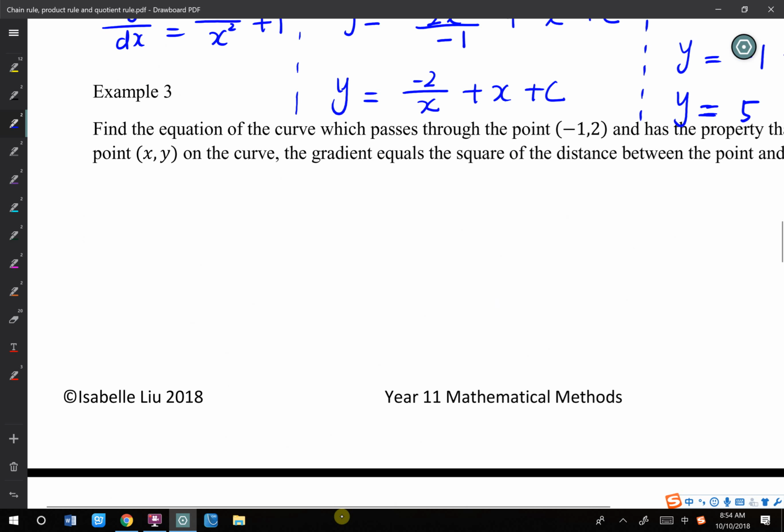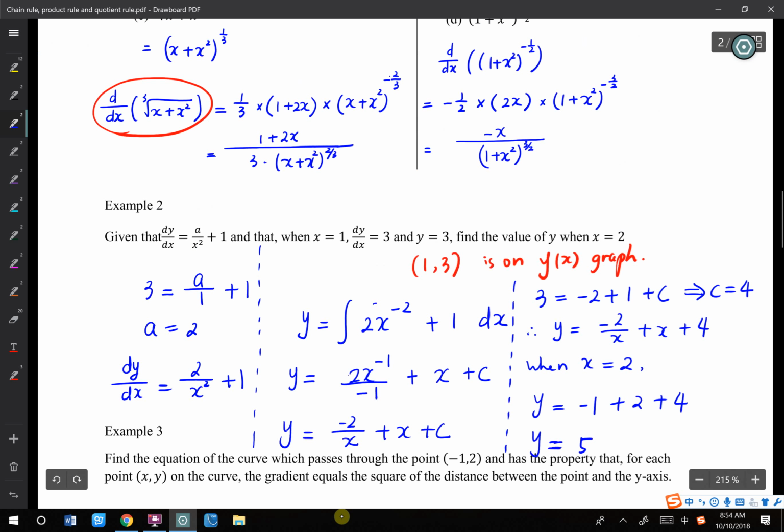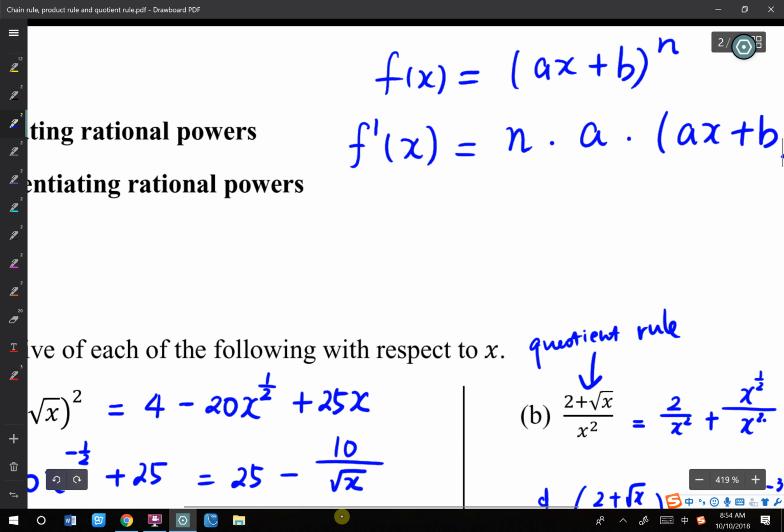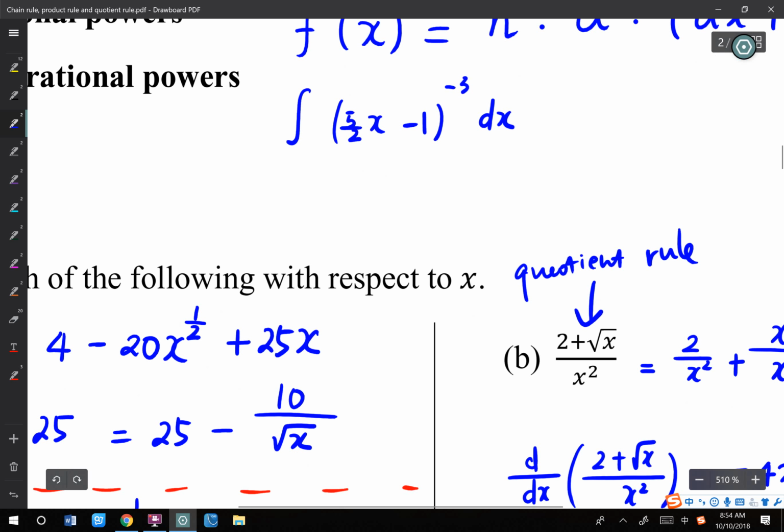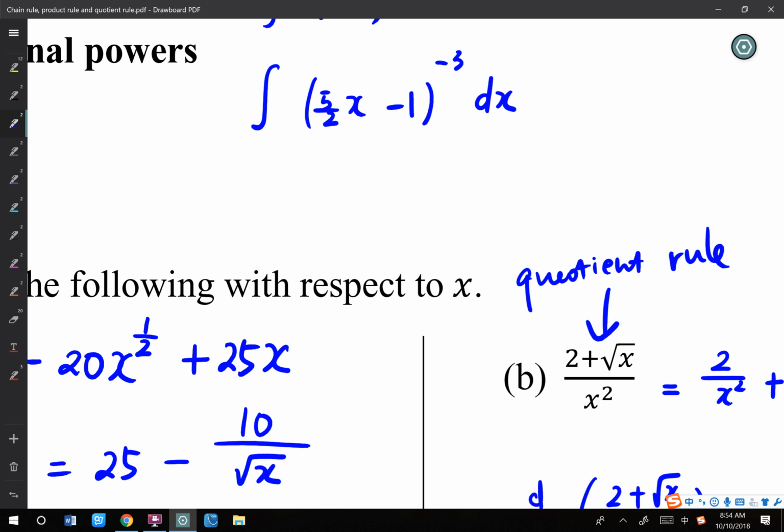Okay, back to example 3. I'll just show you an example maybe. We're just trying to antidiff 5 over (2x minus 1) to the power of minus 3. Let's try to antidiff that. What's the first step you need to do? To the power of what? Yep, to the power of negative 2.